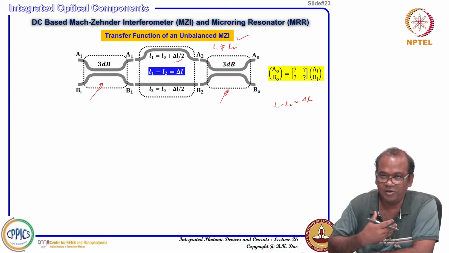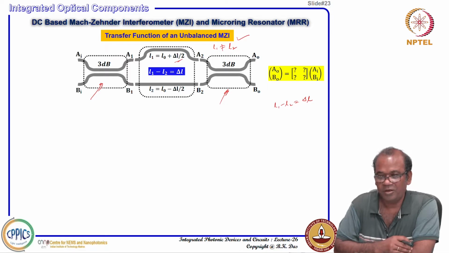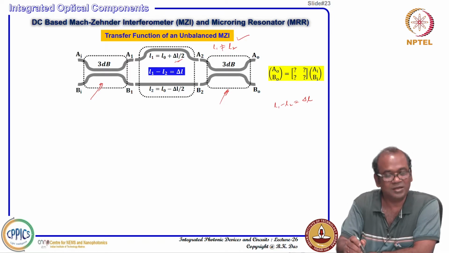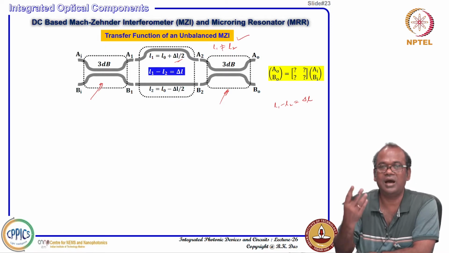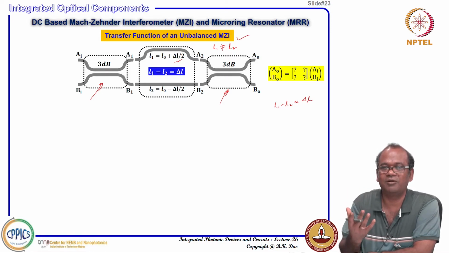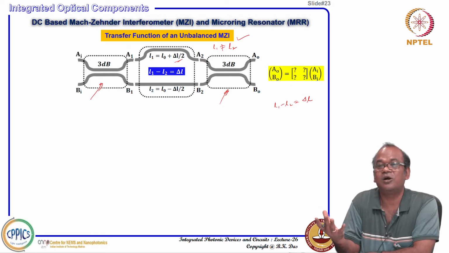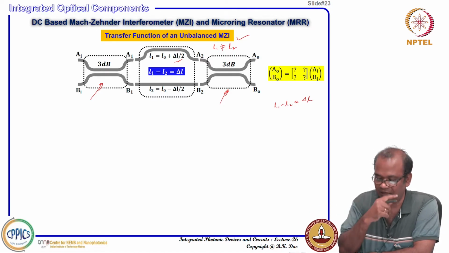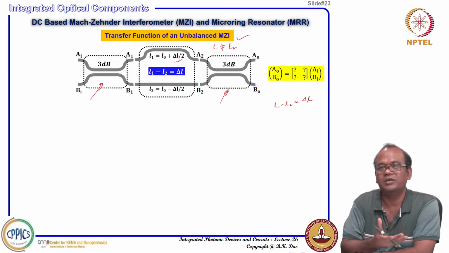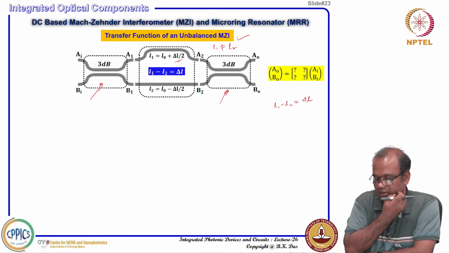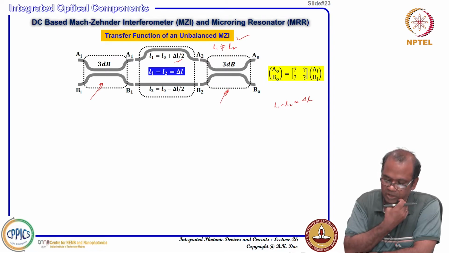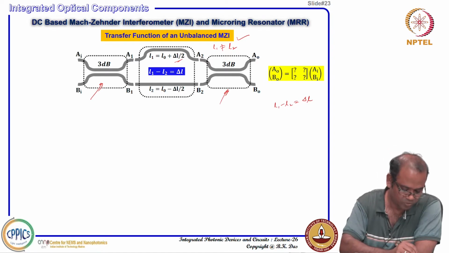Just by introducing path length difference, you will get a very interesting output. If there is no path length difference, whether the interferometric arms are there or not, the output is not going to change anything. It is like a simple combined directional coupler, and you can find the output based on R1, T1 and R2, T2. But if unbalanced, how to proceed?